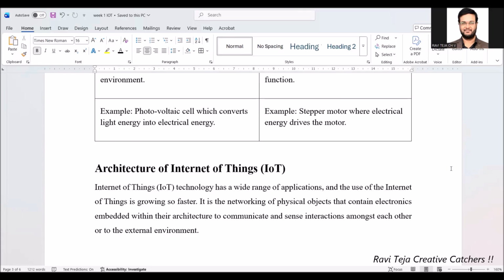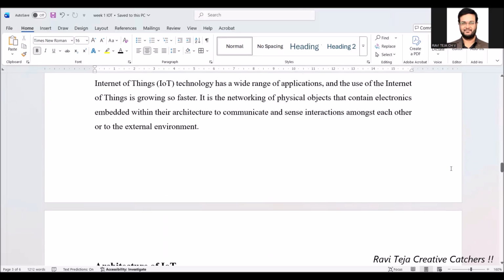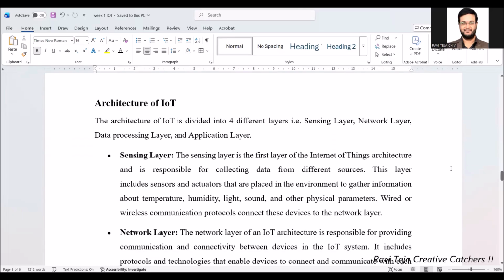As these days the internet of things is growing faster and faster, the internet has been connected to electronic devices to make them much more efficient and able to work wirelessly over larger distances. Okay. Now, under this architecture of IoT, we have different types of layers. The architecture of IoT is divided into 4 different layers. The first one is the sensing layer. The second one is the network layer. The third one is the data processing layer. And the fourth one is the application layer. Now let's see the layers one by one.